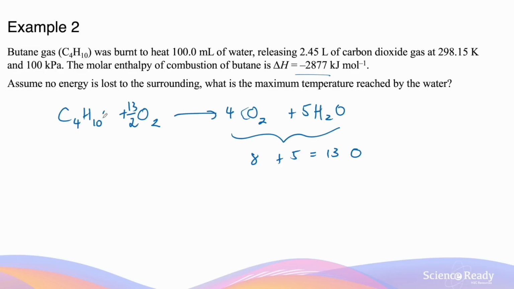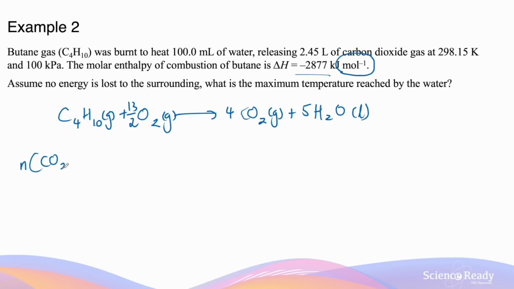So to put in the states, this is a gas, this is also a gas, CO2 is also a gas, and the water here will be a liquid at RTP. It's important to write a balanced chemical equation for this type of question because in order to find the energy that's released by the combustion, we need to find out the number of moles of butane gas combusted. This is because for combustion reactions, the molar enthalpy change, which is in kilojoules per mole, is per mole of the fuel that's combusted. The fuel for this question is butane gas. Before we can find the moles combusted for butane, we need to first calculate the moles of CO2 that's produced.